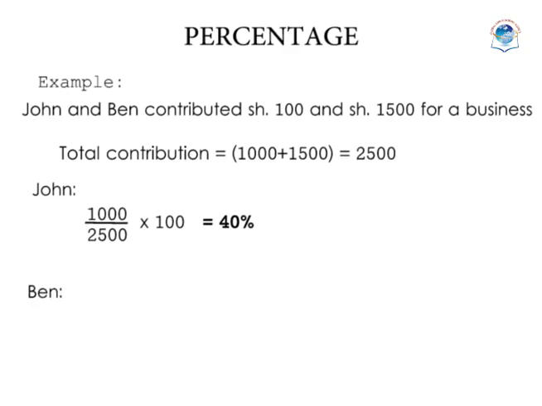Ben's contribution fraction will be 1,500 over 2,500. To express it as a percentage, we multiply by 100, and it should give us 60%.